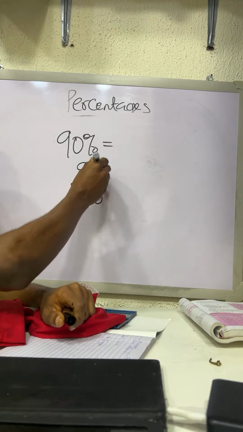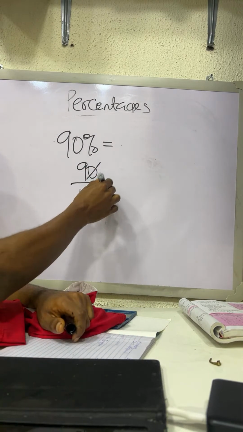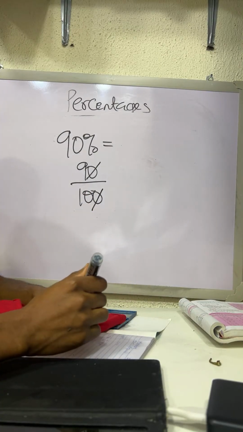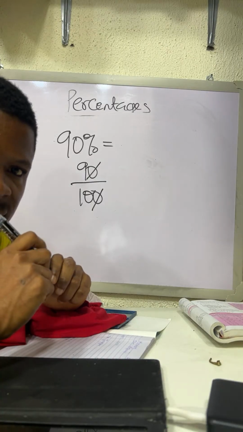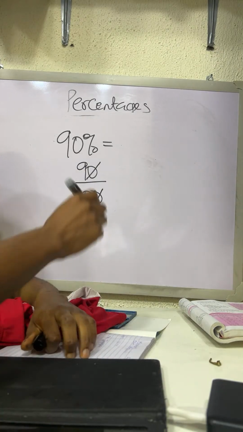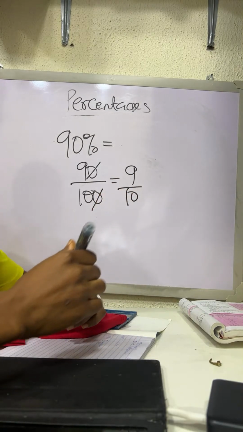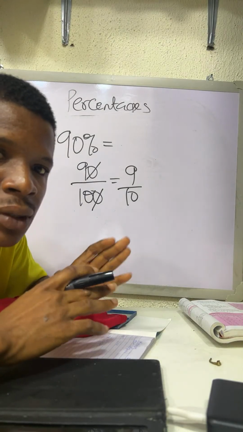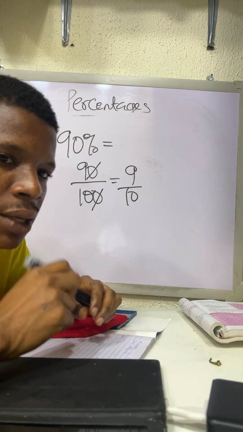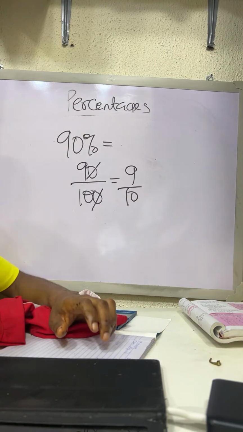We can easily do that. Cancel a 0 at the top, which is dividing by 10, and cancel a 0 at the bottom, which is also dividing by 10. Are you following? Yeah, that will be the quickest one. So you have it as 9 out of 10. You have to leave it as 9 out of 10 because no other number can divide both the top and bottom number without any remainder.